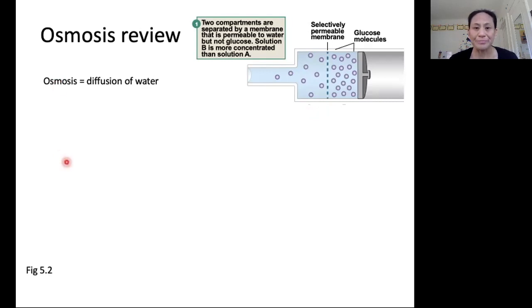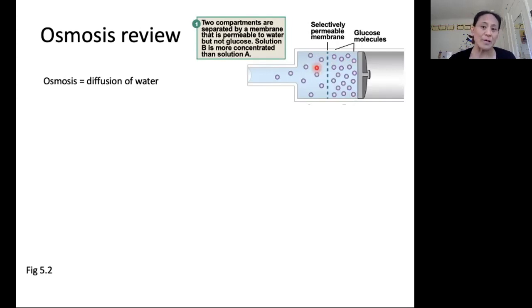Okay, so taking a look at this diagram here, what we have happening is we've got this solution here, a selectively permeable membrane here, and a movable plunger here, okay? The purple circles indicate glucose molecules. And as you can see, we have a higher concentration of glucose on the left. Sorry, that would be the right. We have a higher concentration of glucose molecules on the right than we do on the left.